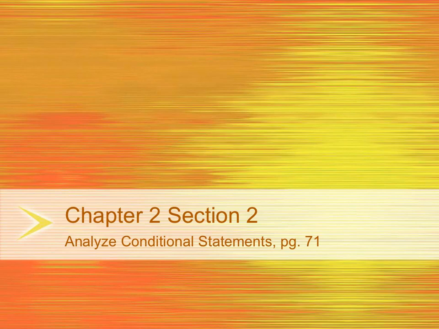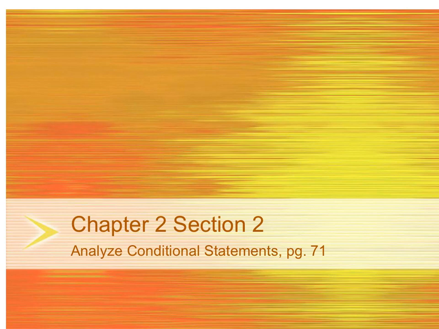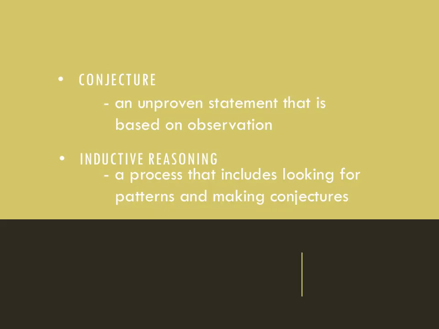So today we're actually going to combine section 1 and section 2 together. In section 1, we're going to be talking about inductive reasoning. From section 1, you're going to get the definition of what a conjecture is. A conjecture is an unproven statement that's based on an observation.